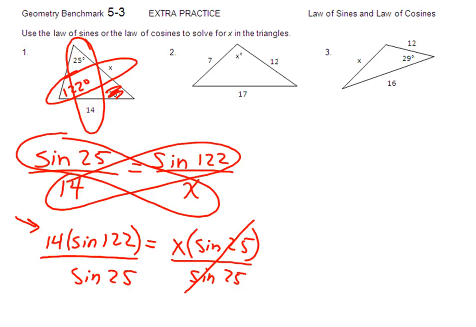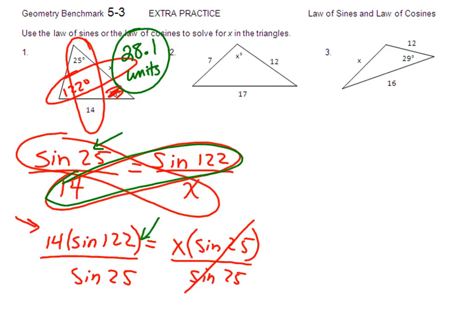So that's why, shortcut wise, it just makes more sense to do 14 times sine of 122 and then divide by the last number that's left over, the sine of 25. So type that in your calculator just as you see it. 14 sine 122. Please make sure you hit equals right here. It can't hurt. And divide by the sine of 25, and you should get 28.1 approximately. And then there should be units here, but just put units. Okay, I'm rounding that to the nearest tenth.